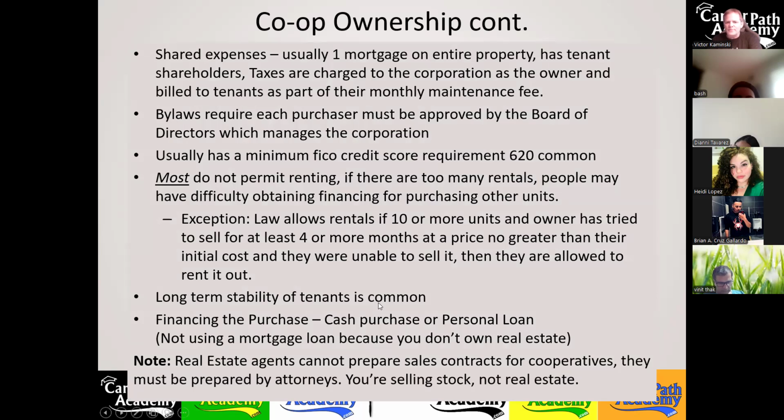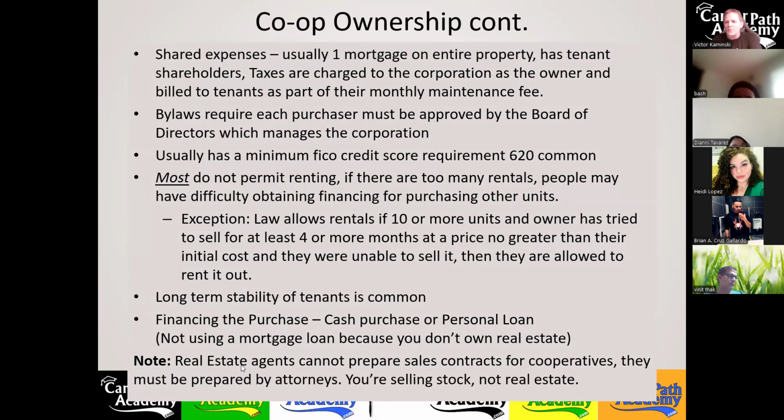So long-term stability of tenants is common. Financing the purchase will be done using cash or a personal loan, not a mortgage loan, because you don't own real estate, and a mortgage loan is pledging the real estate as security for the loan.